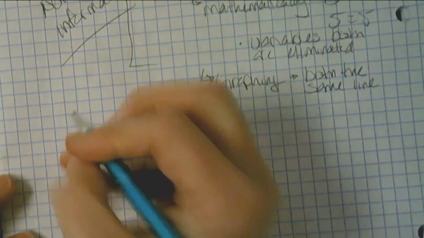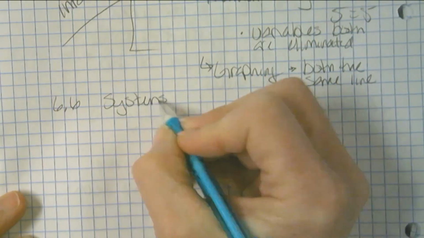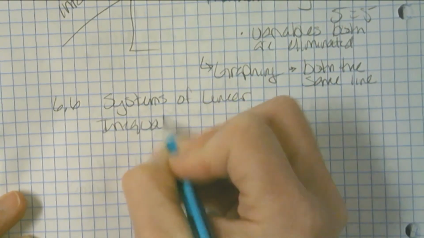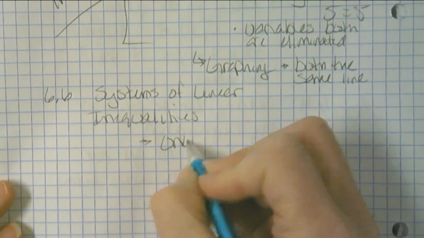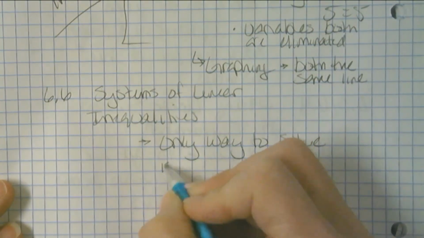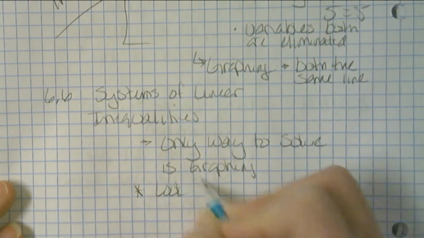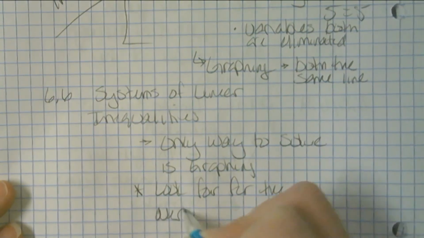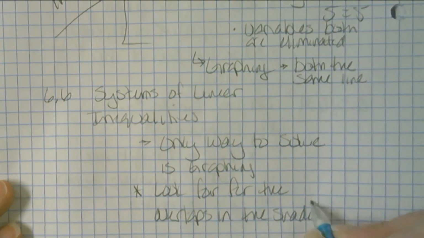All right, the last thing we did was systems of linear inequalities. All right, and the only way to solve is graphing. All right, we always look for the overlap in the graphs, or the overlaps in the shading. That's it.